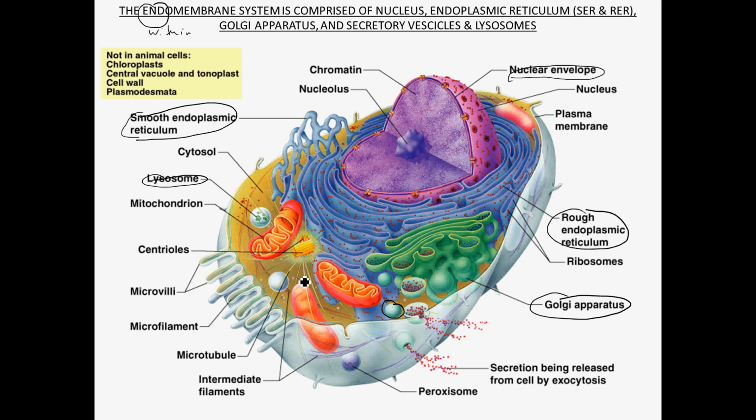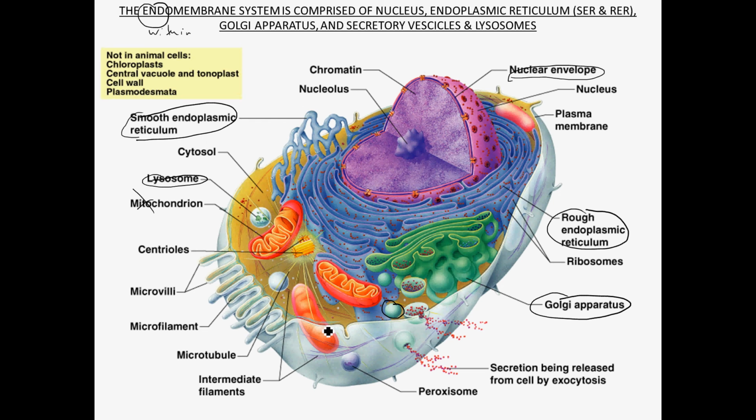What's not considered part of the endomembrane system are mitochondria and centrioles. Well, they're not membrane bound anyway. And if this was a plant cell, we would see chloroplasts here. They are not part of the endomembrane system.